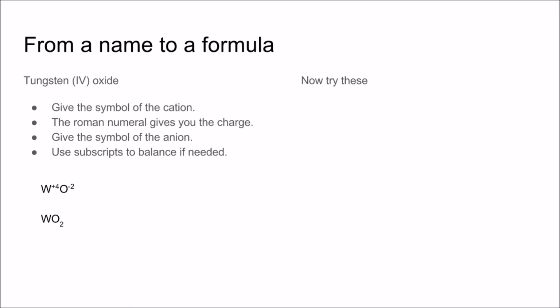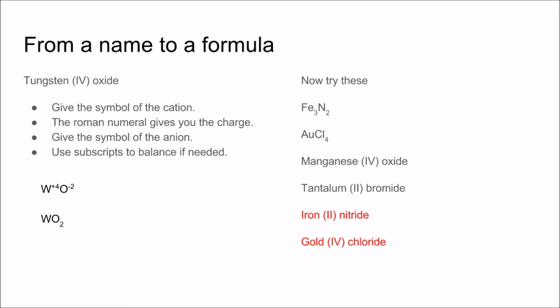Now let's try some of these out. Fe3N2, AuCl4, manganese 4 oxide, and tantalum 2 bromide. If you go through and do each one of these, you should come up with iron 2 nitride, gold 4 chloride, MnO2, and TaBr2. These can be a little bit tricky. I encourage you to find as many examples as you can find and work as many problems as you can. The more you do this, the better you'll get. Best of luck.